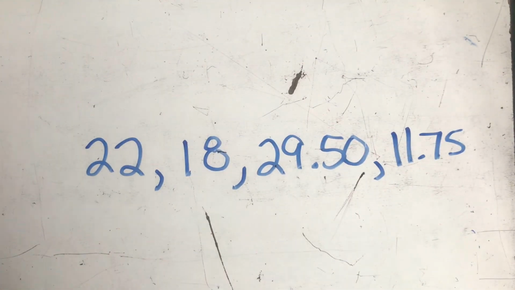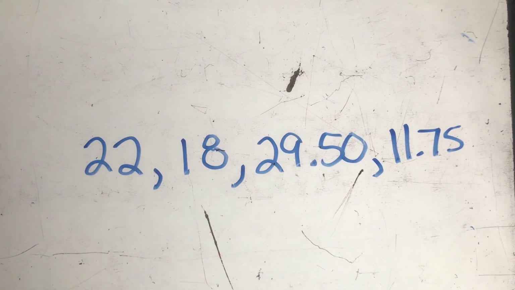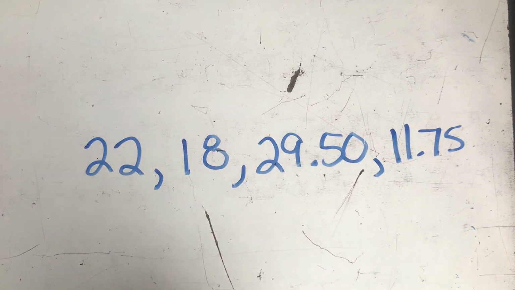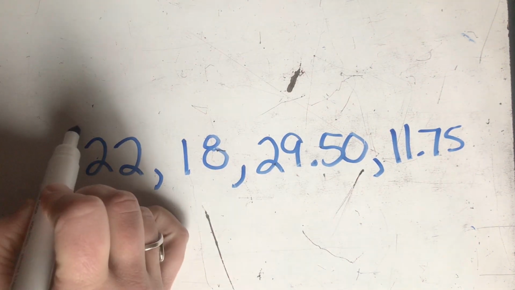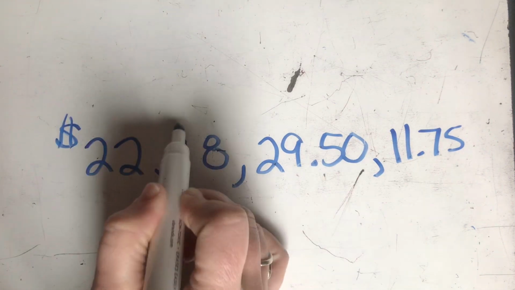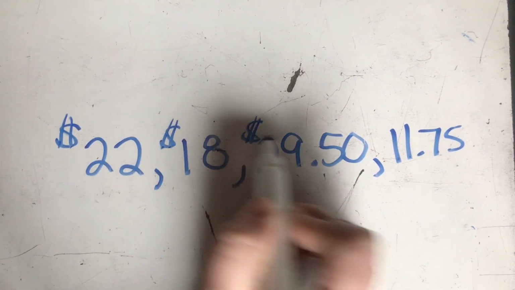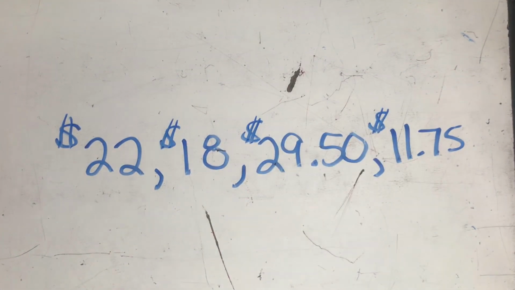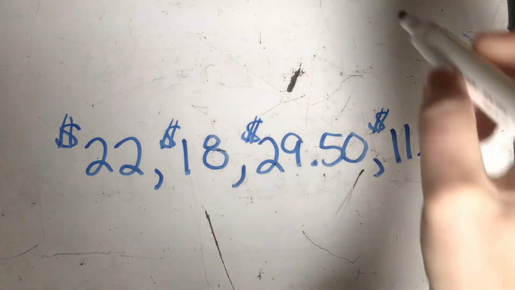Alright, here's another example. I have 22, 18, 29.50, and 11.75. Originally I had thought this could be maybe the price of a pair of jeans. So if you were going shopping and saw a price of a pair of jeans for $22, $18, $29.50, and $11.75, could we find the mean or the average? So the steps are the same as the last one, even though we're working with different kinds of numbers.